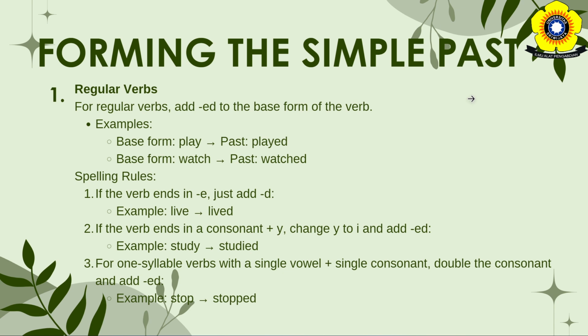Forming the simple past. Number 1. Regular verbs. For regular verbs, add ed to the base form of the verb. Examples: the base form is play, the past form is played; the base form is watch, the past form is watched. Spelling rules. Number 1. If the verb ends in e, just add d. Example: live, lived. 2. If the verb ends in consonant plus y, change y to i and add ed. Example: study, studied. 3. For one-syllable verbs with a single vowel plus single consonant, we usually double the consonant and add ed. Example: stop, stopped.